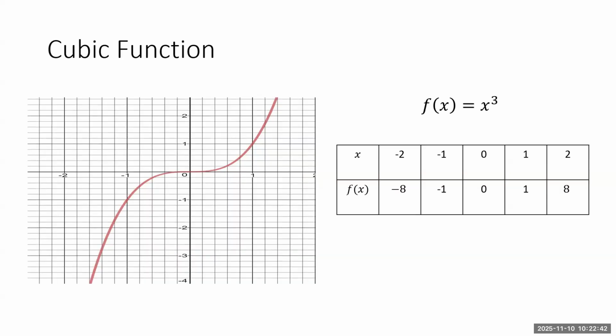Next, I have a cubic function. The equation given is f of x equals x cubed. I have an XY grid with a cubic function pictured passing through the point of origin. I have a table with 2 rows, x and f of x. In the x row, I have -2, -1, 0, 1, and 2. And in the f of x row, I have -8, -1, 0, 1, and 8.